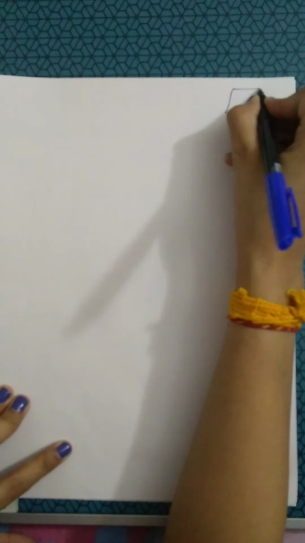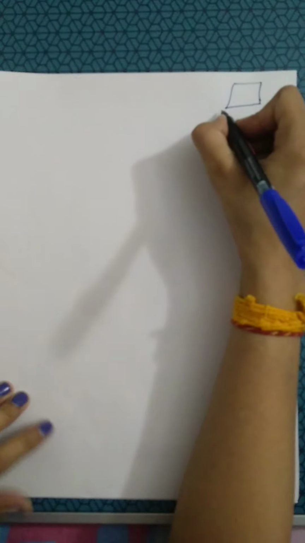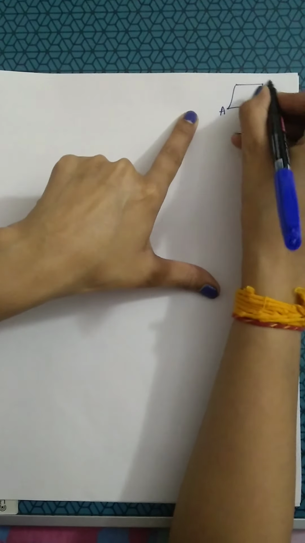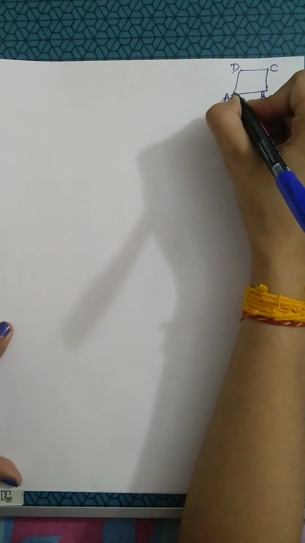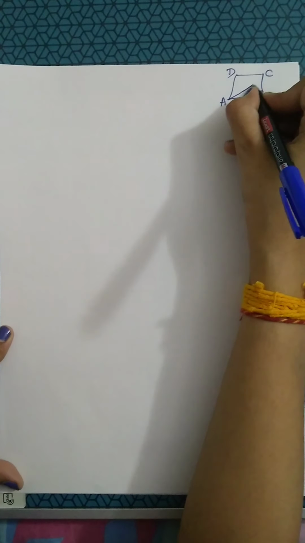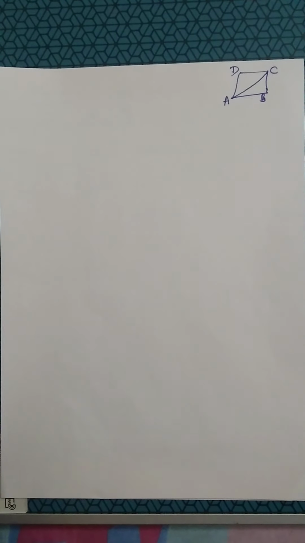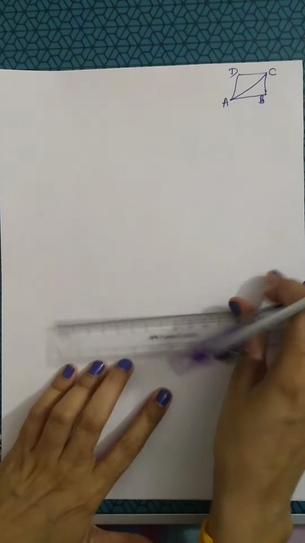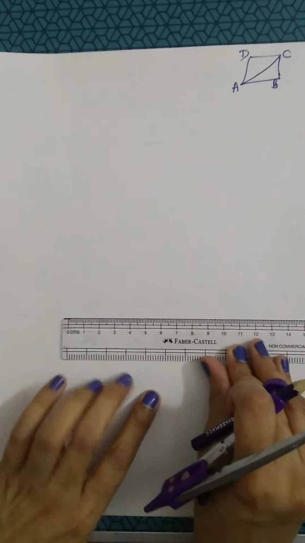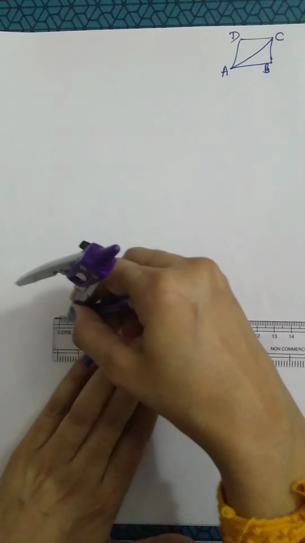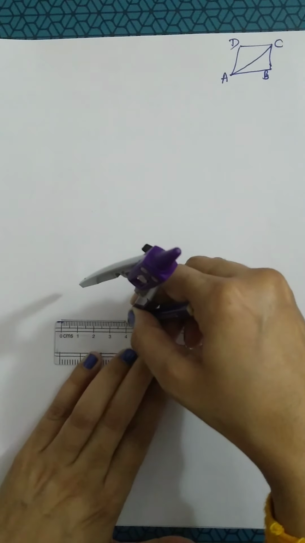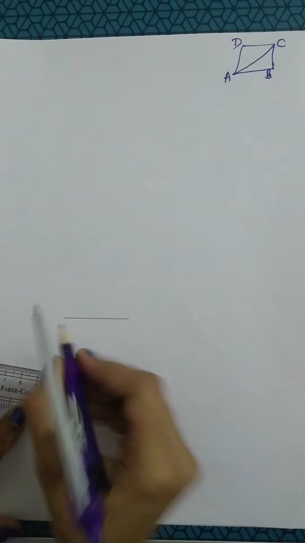Let us roughly draw this quadrilateral here. If I say A, B, C, D, so AB, BC, CD and DA, these are 4 sides and AC is the diagonal. Now let us start the construction. My first step is I have to draw a line. I will start with AB. I will take scale and draw AB 4 cm.